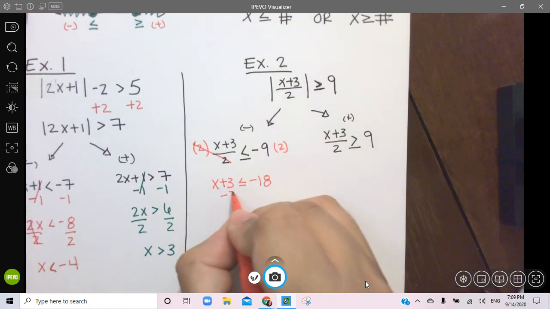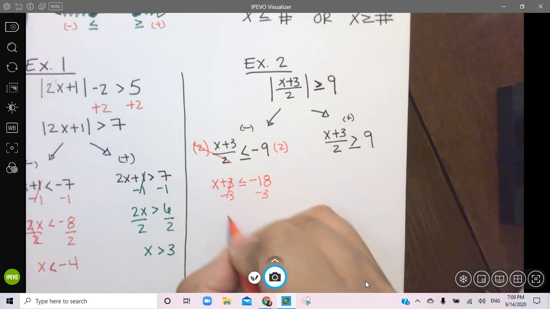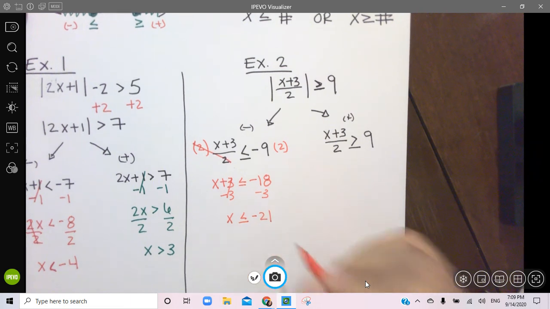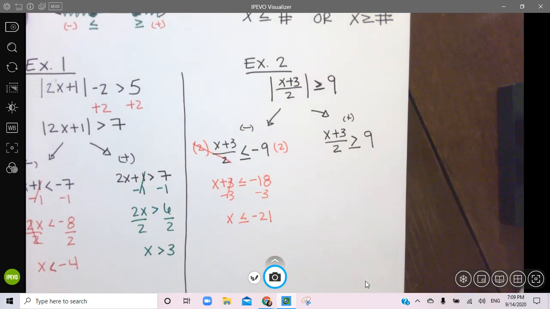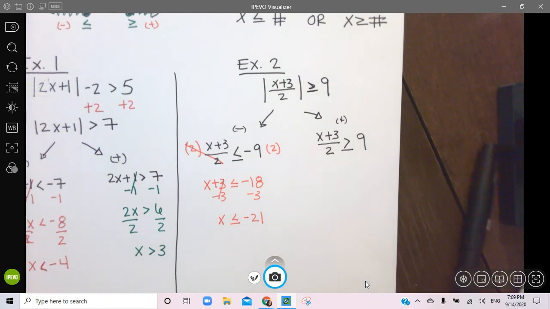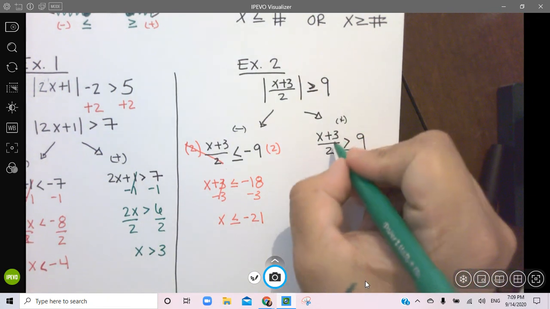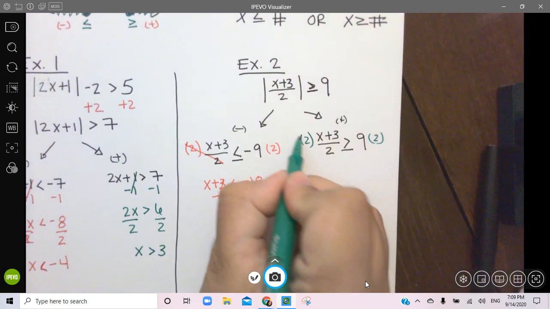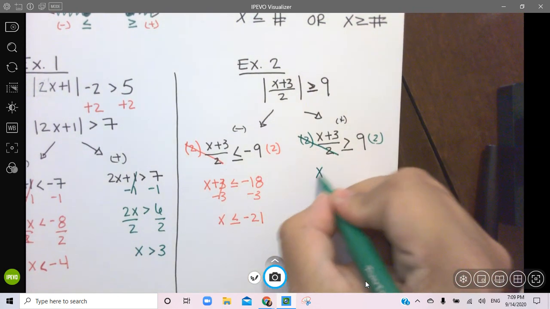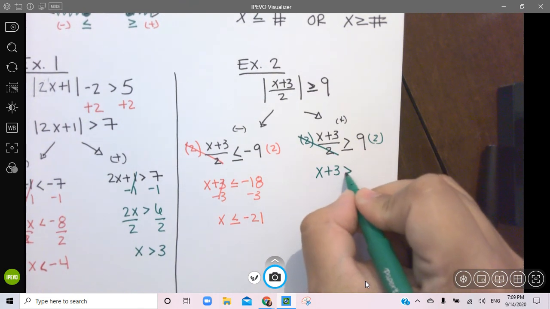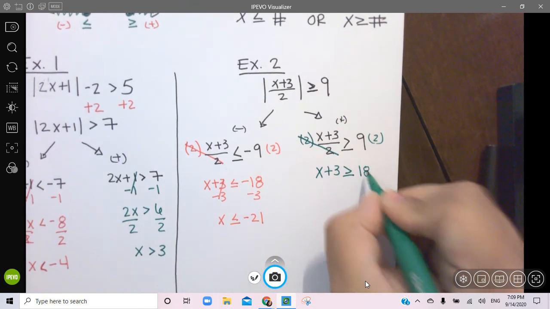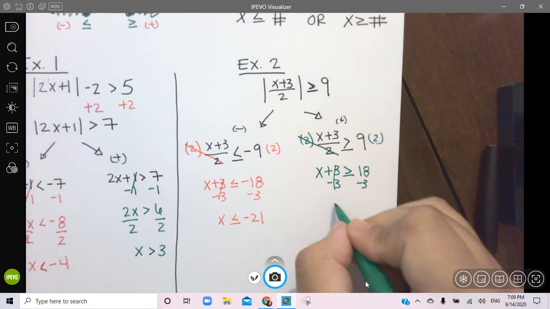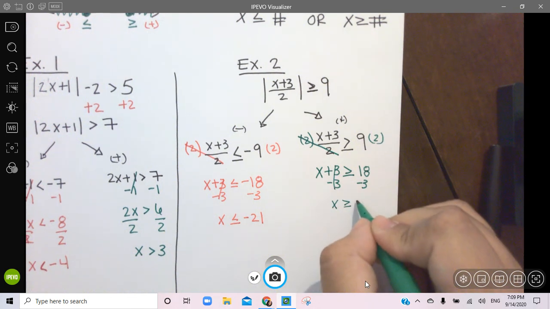Okay, so I'm going to go ahead and subtract 3 from both sides. And I'm left with x is less than or equal to negative 21. Okay, so now to my other side, I'm going to go ahead and do the same thing, multiply 2 by both sides to get rid of that denominator. And I'm left with x plus 3 is greater than or equal to 18. When I subtract 3 from both sides, I am left with x is greater than or equal to 15.